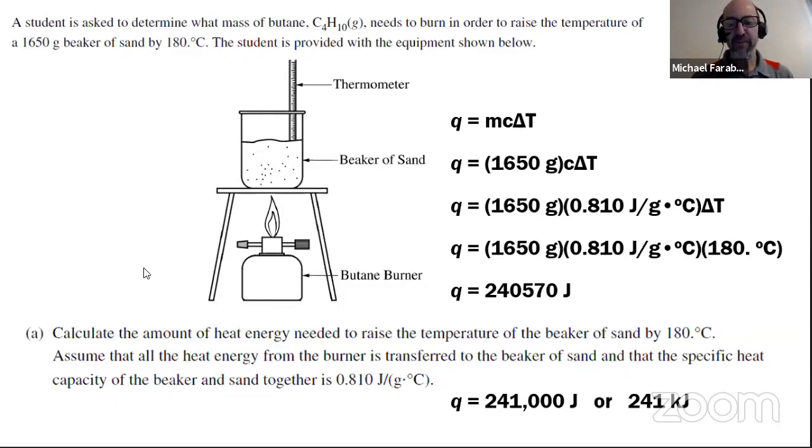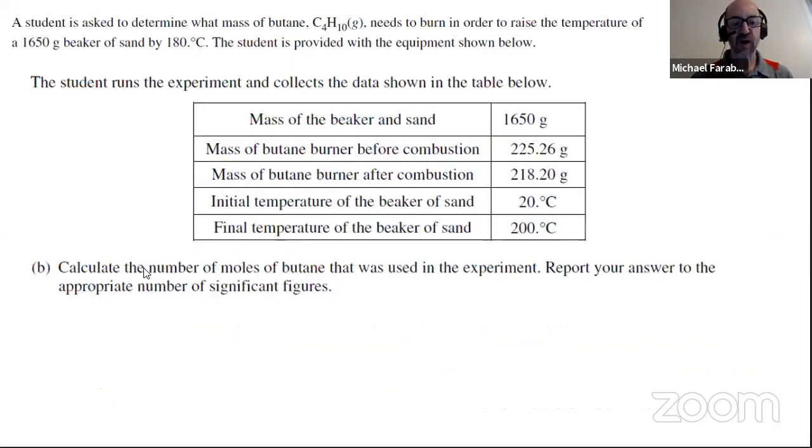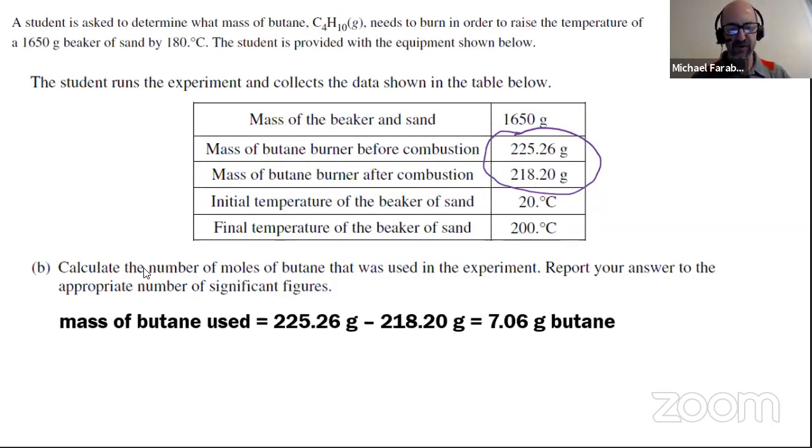All right, moving on to part B of this question. The student runs the experiment and collects the data shown in the table below. Calculate the number of moles of butane. So we're going to focus on this part of the data table. How many moles of butane were used in this experiment? So I'm going to subtract these 2 numbers, which is the difference between how much the butane burner weighed before and after the combustion. And when you subtract numbers, you have to keep the same decimal places, or you would use the fewest number of decimal places if they were different.